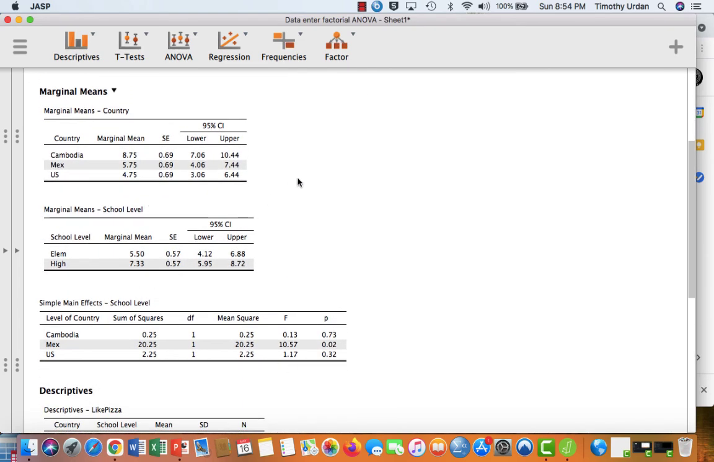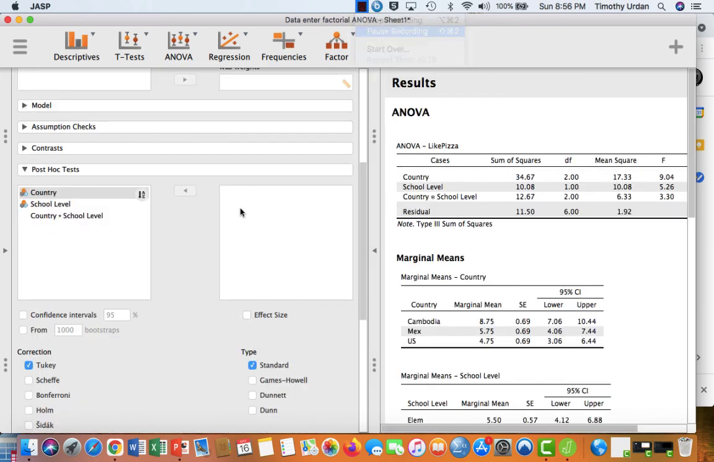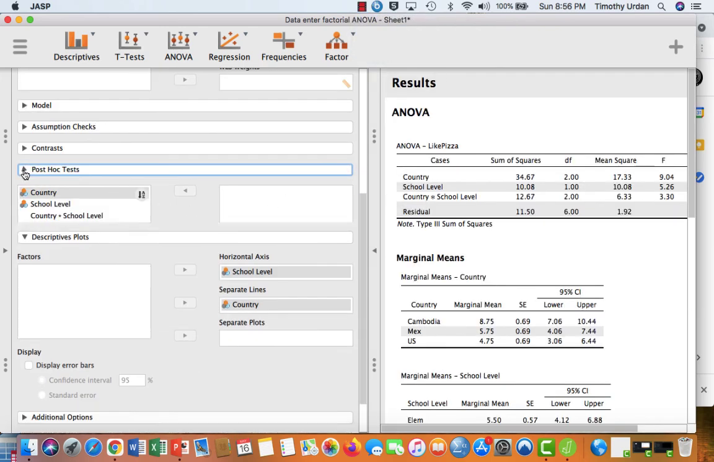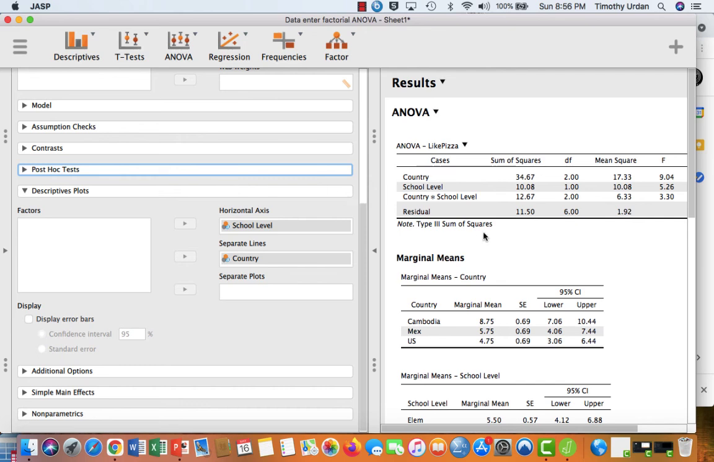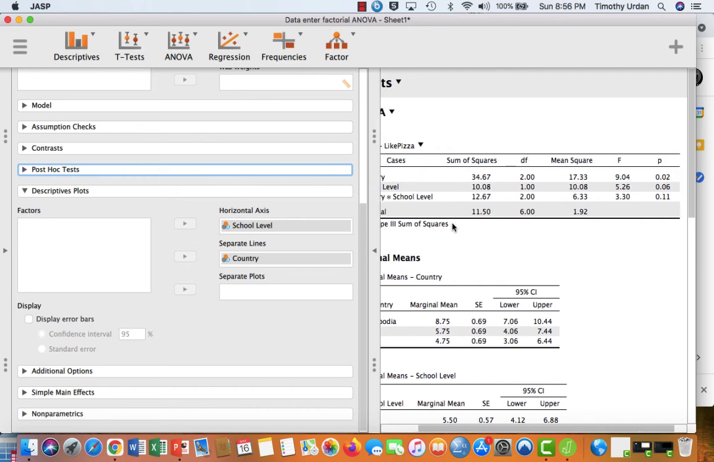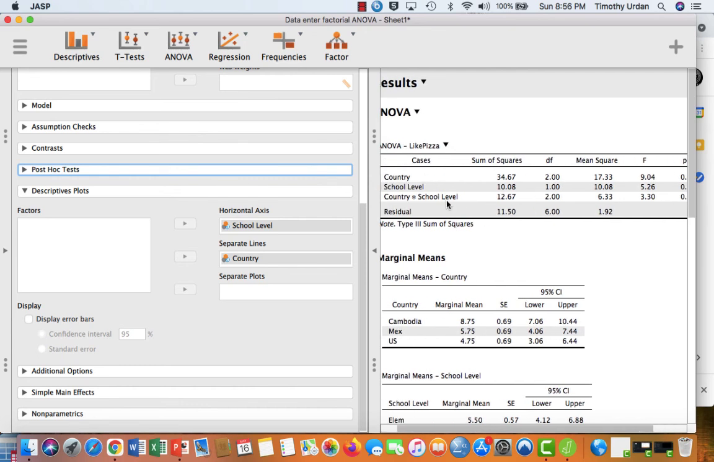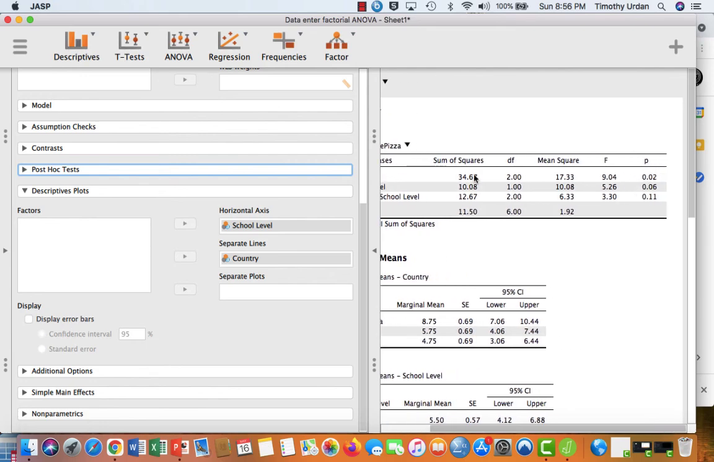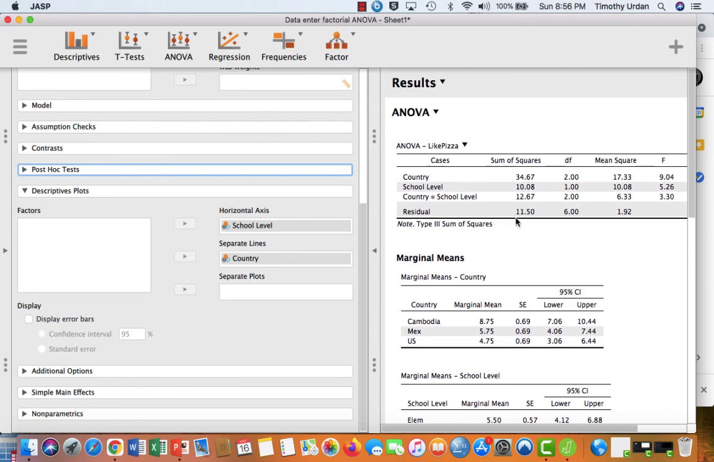And that is the power of Factorial ANOVA. So, hope that's helpful. All right, one last thing that you can do. Remember how we found for country, there's a statistically significant difference between the means? But there's 3 countries, so we don't know yet which means are different from each other. We can do a post hoc test for that.